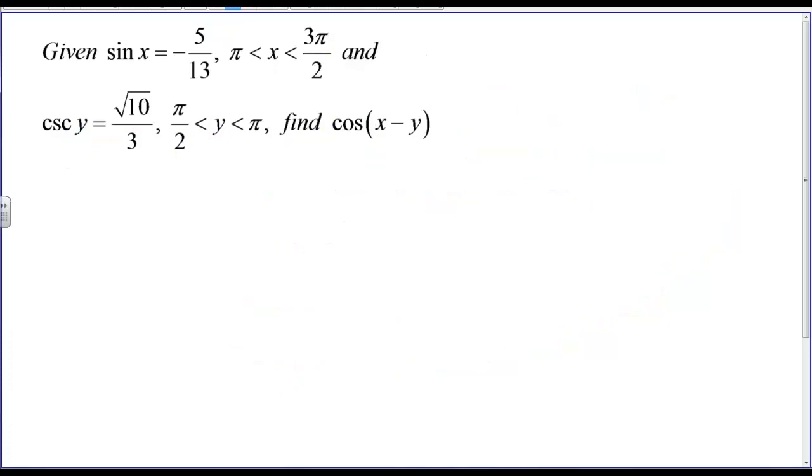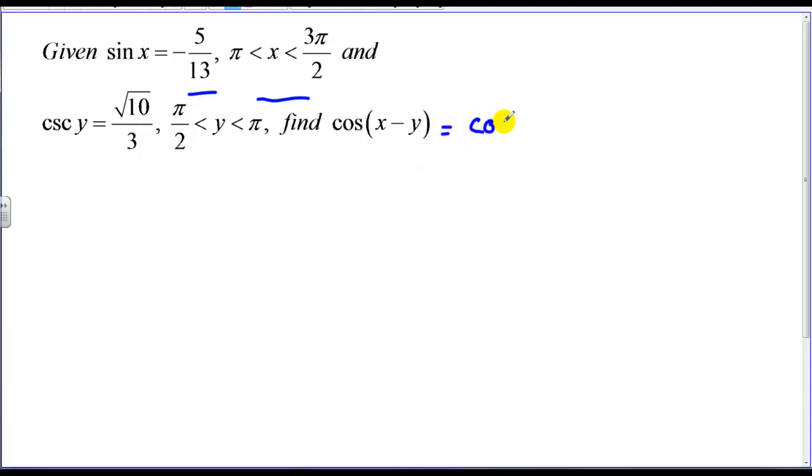We're given that the sine of x has a value of negative 5/13, and it happens to be in the third quadrant. And we're given that the cosecant of y is root 10 over 3, and that's going to be in the second quadrant, and we want to find the cosine of x minus y. Again, we cannot distribute the cosine. Let's just expand this into its proper formula.